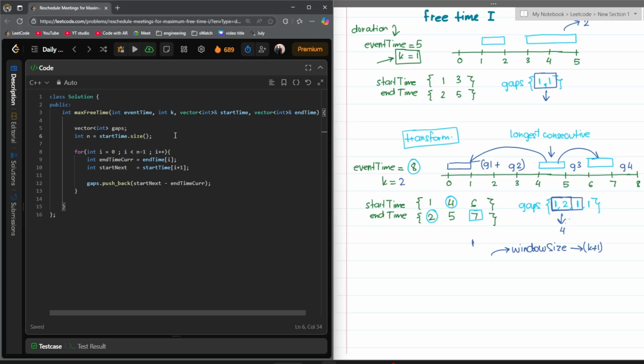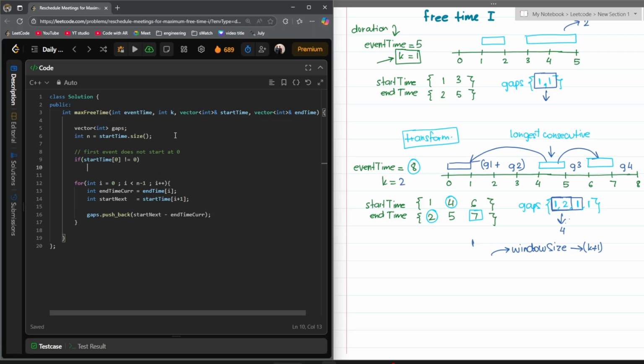Perfect. And what we did was we said that there can be a situation where your first event does not start at 0, right? So let's have a look. If start time of 0, the first starting time that you have, is not equal to 0, then it's 1 or 2 or any number. So what you need to push inside gaps is whatever that number is, right? Because that's going to be your gap, start time of 0. Perfect. And similarly, what we observed was that there can be a gap at the end as well, isn't it?